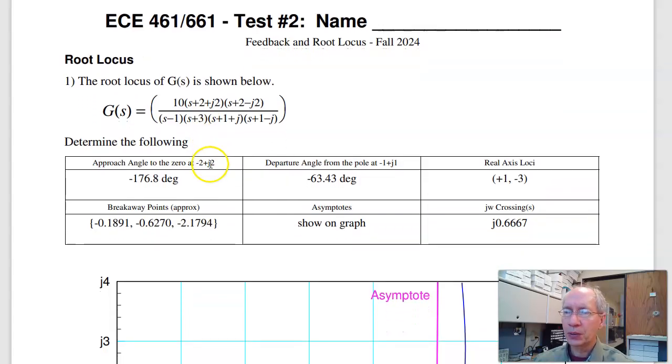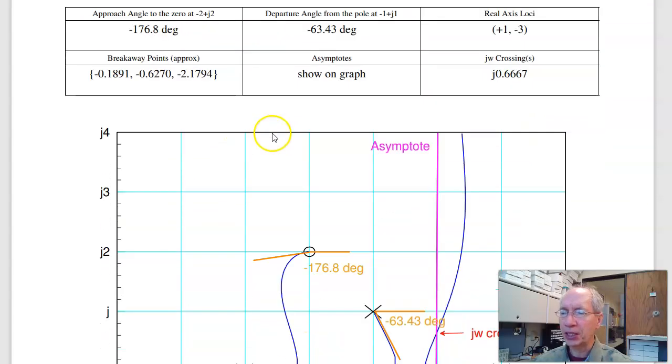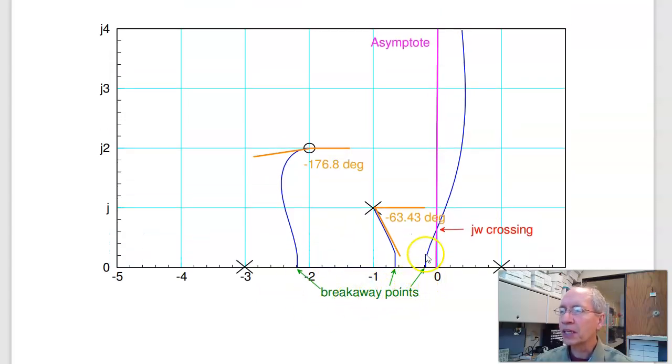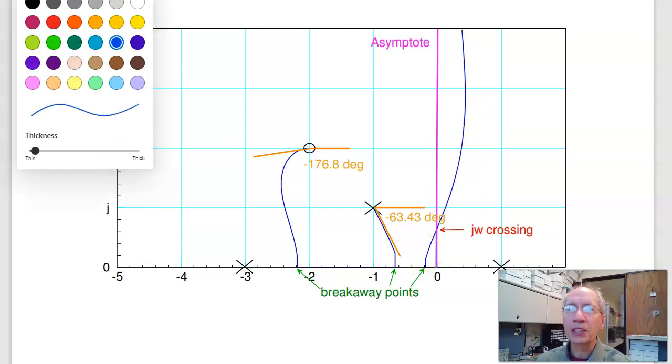So what you have is two zeros at -2 plus minus j2, poles at +1, -3, -1 plus minus j. So this is where the poles are. I didn't show the complex conjugate. What's given on the test is the blue lines. You add the rest. For real axis loci, that's when there's an odd number of poles and zeros to the right.